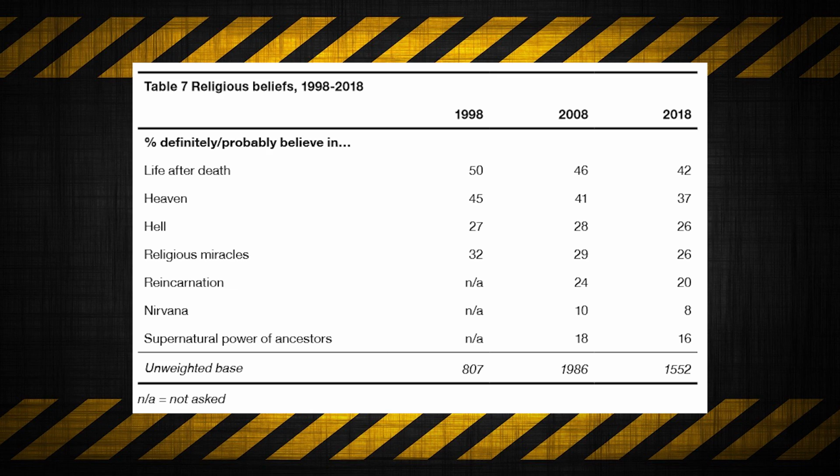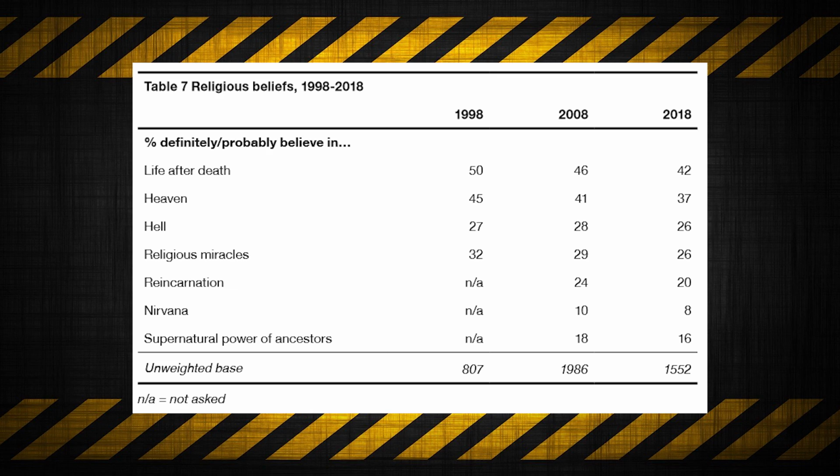16% of the UK population believe in the supernatural power of ancestors. What I'm learning from this table is that effectively 20% of the UK population are batshit crazy. I think that's about as much as I can learn from that.